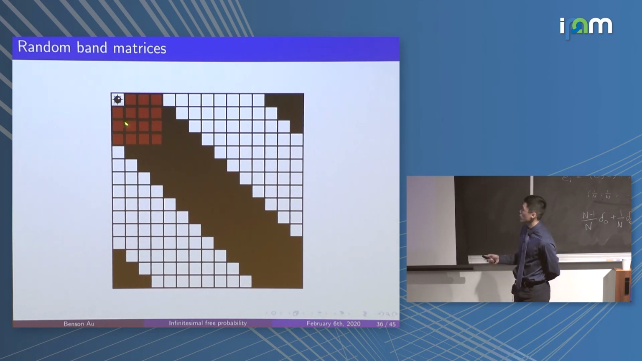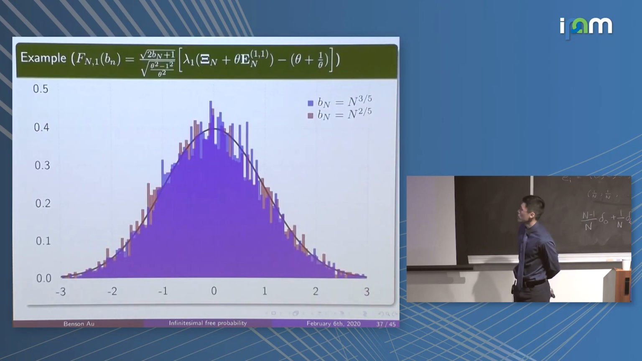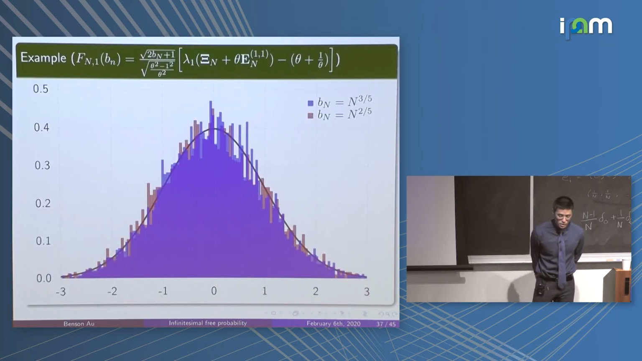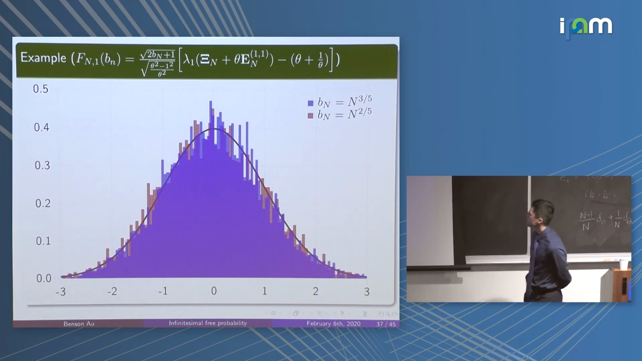It should behave like a Wigner matrix, not of this full size, but only like a Wigner matrix of this size, right? And this is actually borne out in the simulations. So this is something that we can't prove yet. This is what we're working on now.